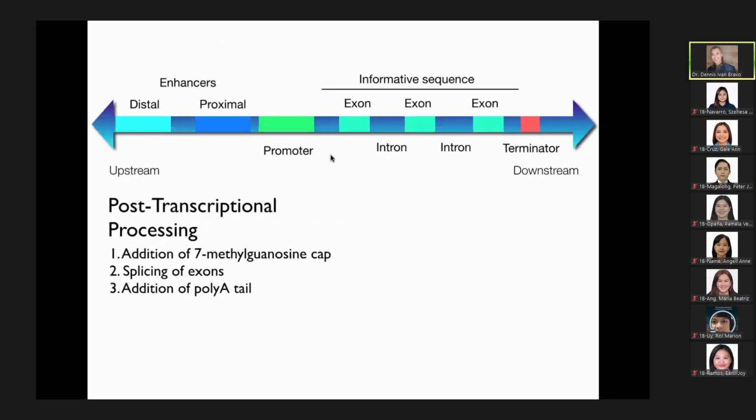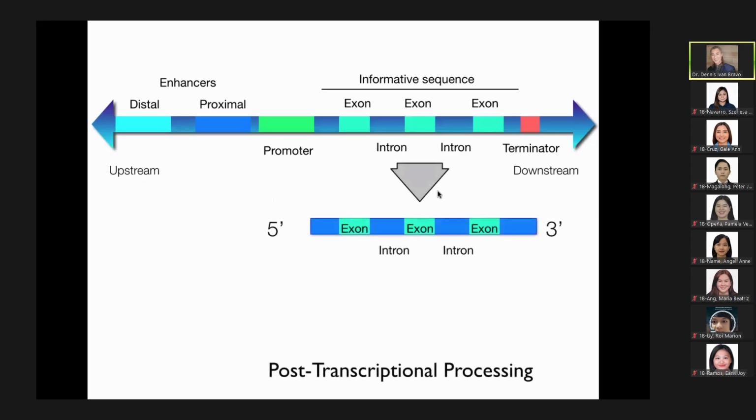To illustrate this modification, let's say this is the informative sequence of the gene and it has been transcribed into an mRNA primary transcript. The first modification is addition of a 7-methyl guanosine cap at the 5' end. The cap actually allows for proper ribosome binding later on during translation.